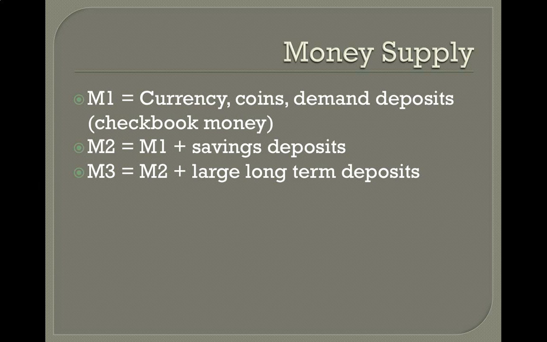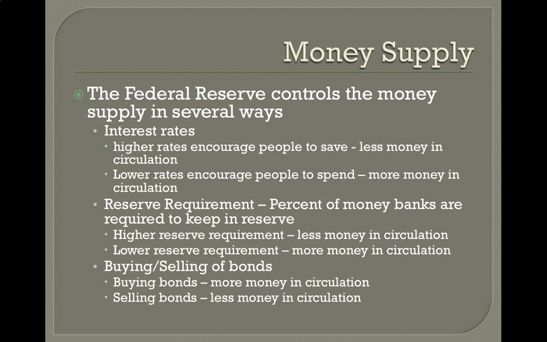M3 is actually the largest definition of money, and it includes all of those things we just talked about, plus large long-term deposits. If you have a certificate of deposit, usually what they require is for you to put thousands of dollars in this, and they also make you keep it in the bank for a certain period of time. So these large long-term deposits, if you take it out before then, you're going to pay a penalty, which means you're probably not going to get any of your interest, plus they're probably going to charge you part of your principal also.